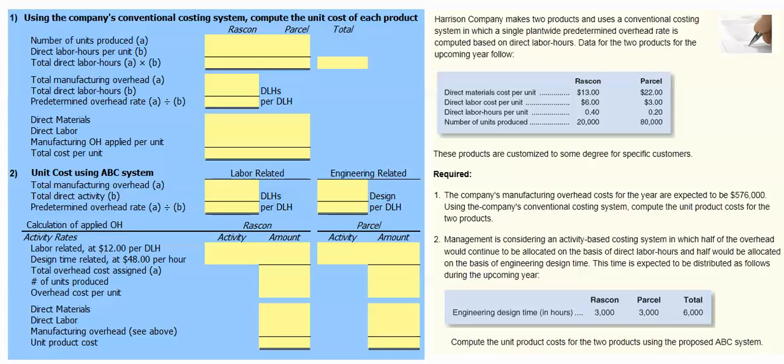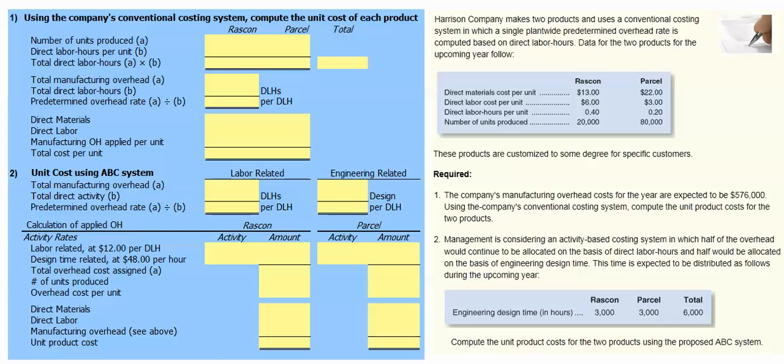The Harrison Company makes two products, the Rascon and the Parcel, and uses a conventional costing system in which a single plant-wide predetermined overhead rate, computed based on direct labor hours, is used to allocate manufacturing overhead to products. Data for the two products for the upcoming year are as follows.